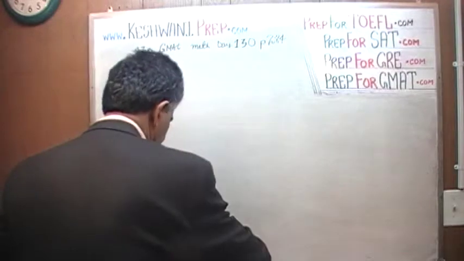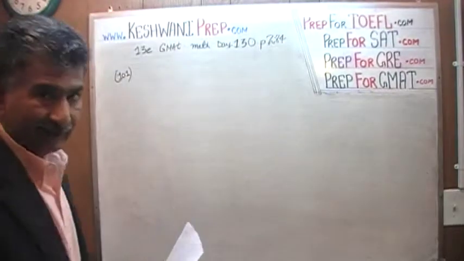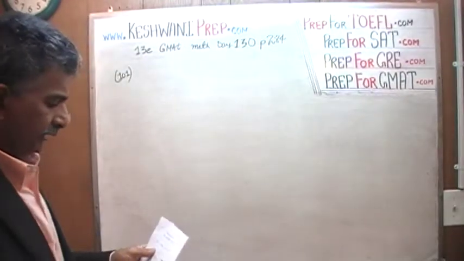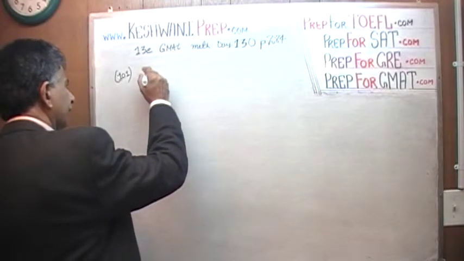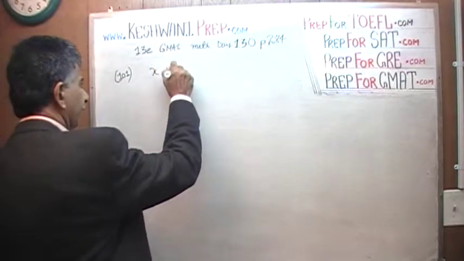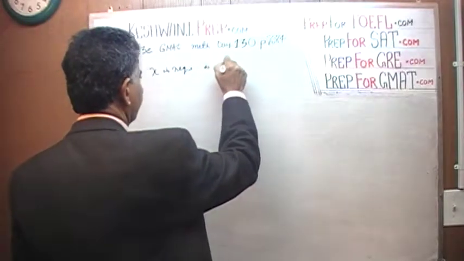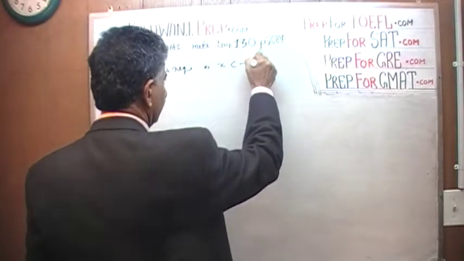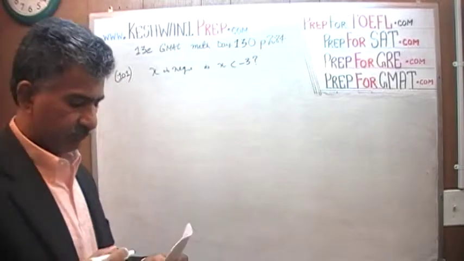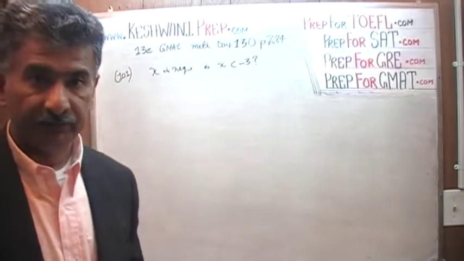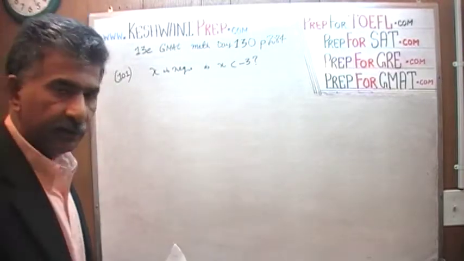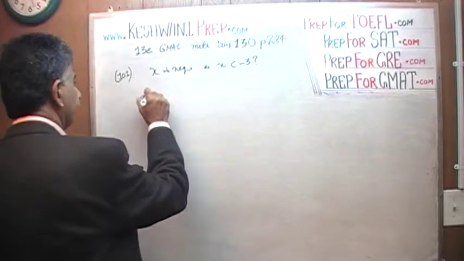Sorry, rather, they tell us that x is negative. X is negative. That is given. The question is, is x less than negative 3? Like I said, the question may be straightforward. It is always the answers that get prickly. Let's see what they tell us in statement 1.